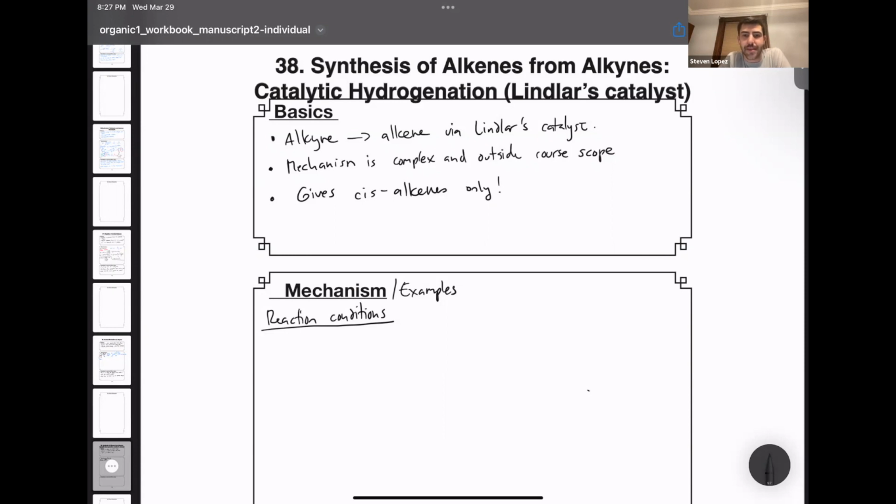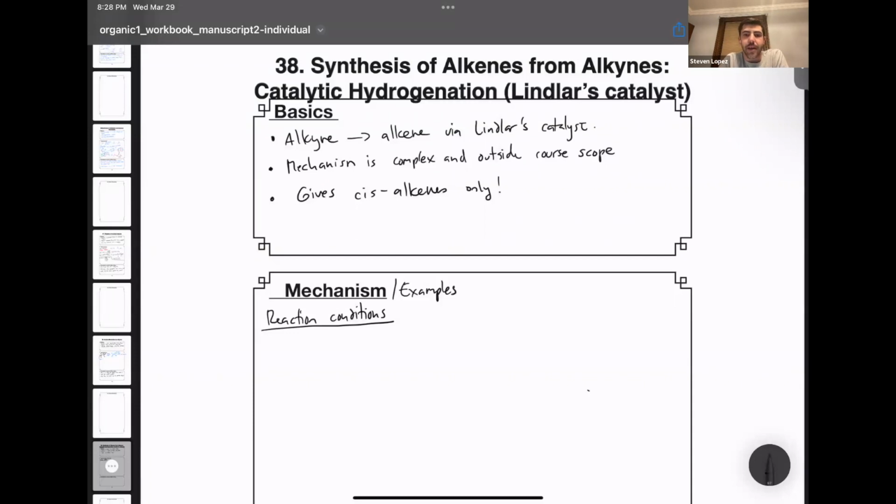Today, we're going to talk about the synthesis of alkenes from alkynes. This involves a catalytic hydrogenation with something known as Lindlar's catalyst. In general, we're starting from an alkyne, and we'd like to add two hydrogens, or an H2 molecule, across the triple bond to make an alkene. And one reaction that facilitates this, and stops it actually at the alkene instead of continuing to the alkane, is something known as Lindlar's catalyst.